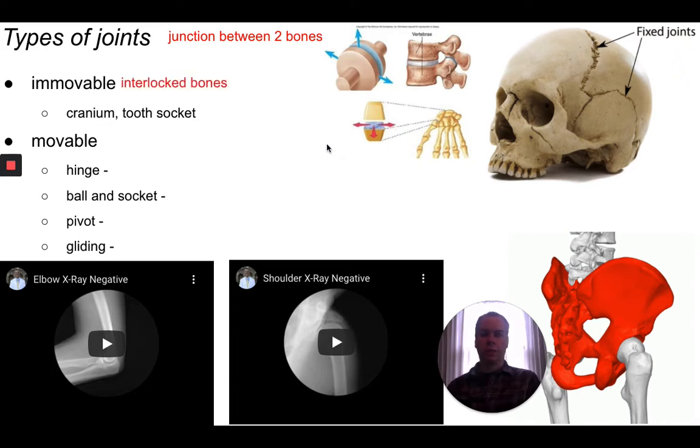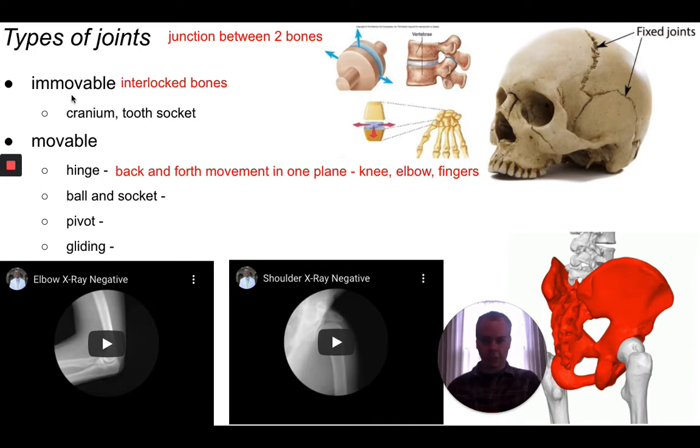So there are these immovable joints, these fixed joints, where the bones connect, and the boundary between those bones seals up over time. That's the cranium. Our tooth sockets are also examples of immovable joints. As far as joints where there is movement allowed between them, there are different types.